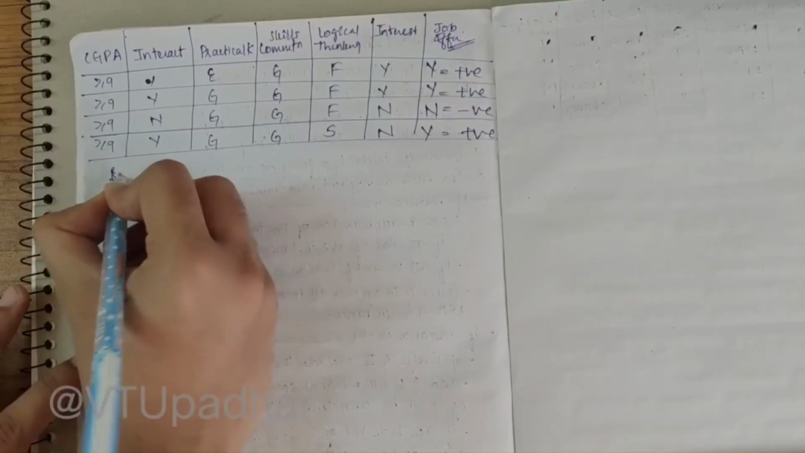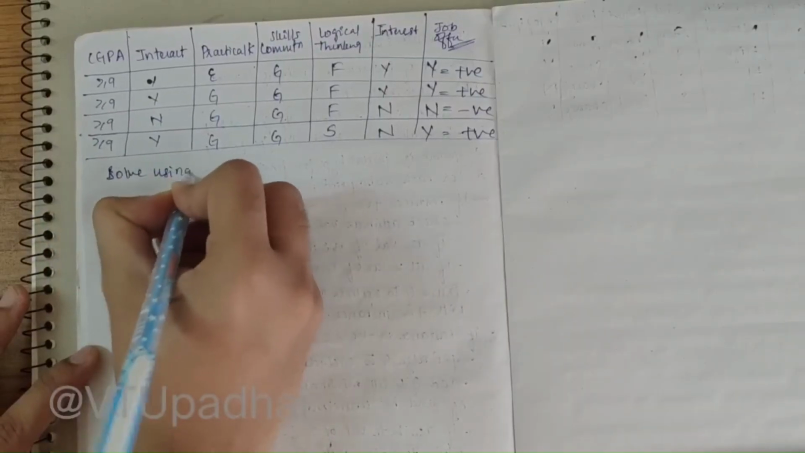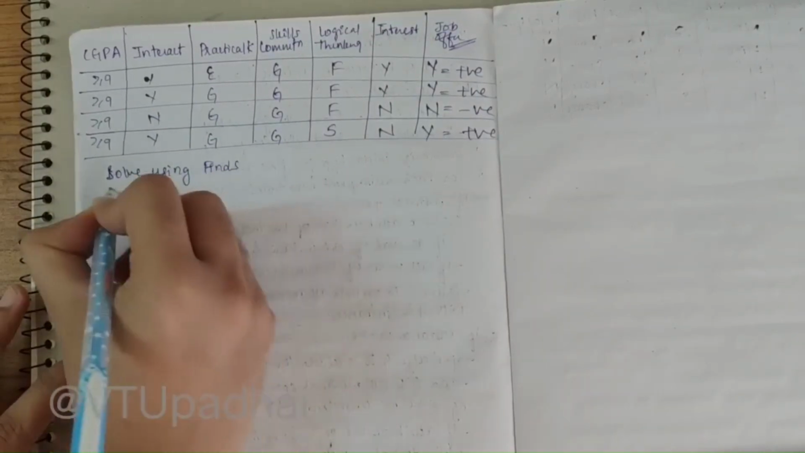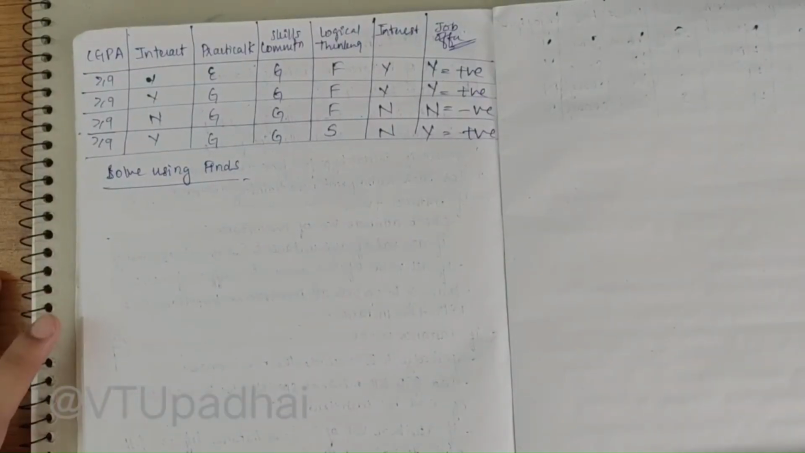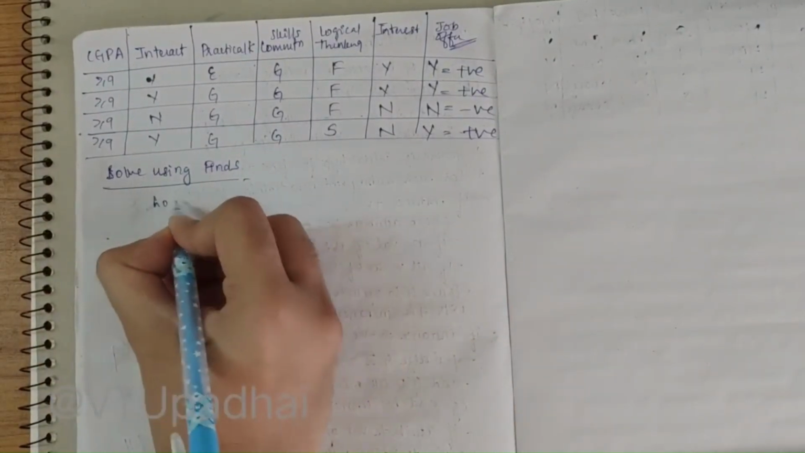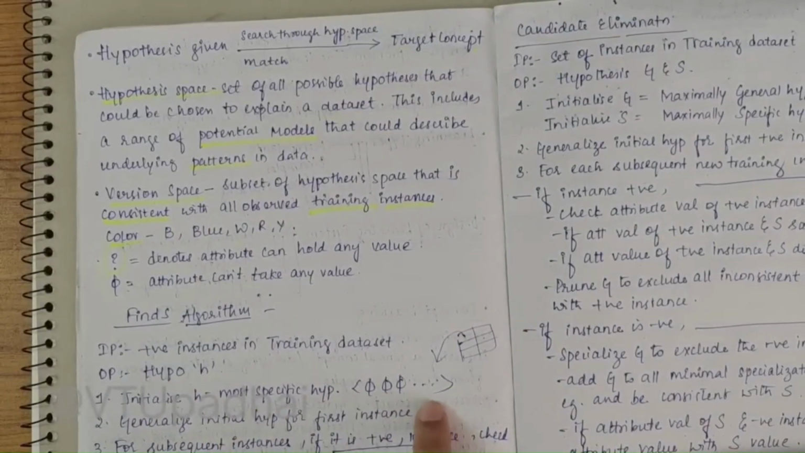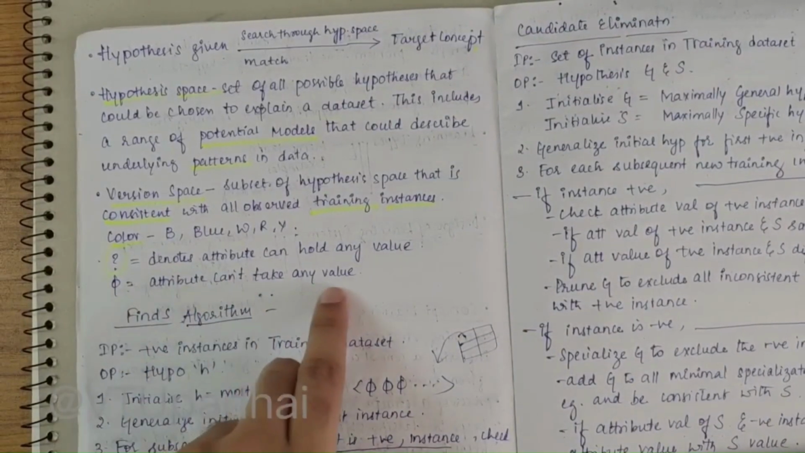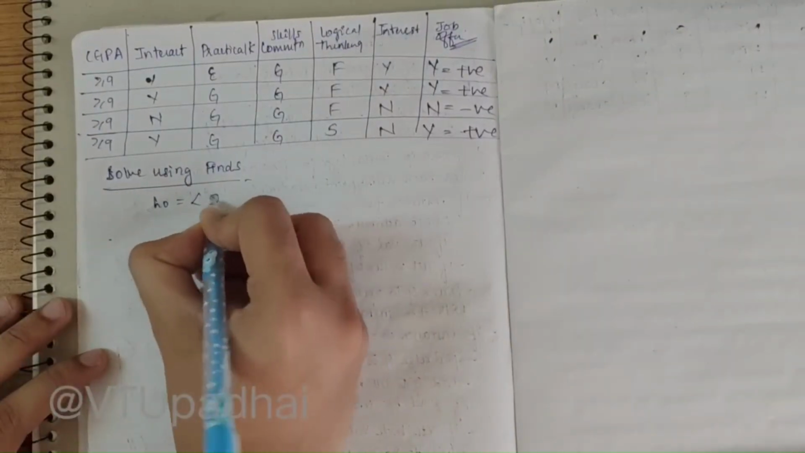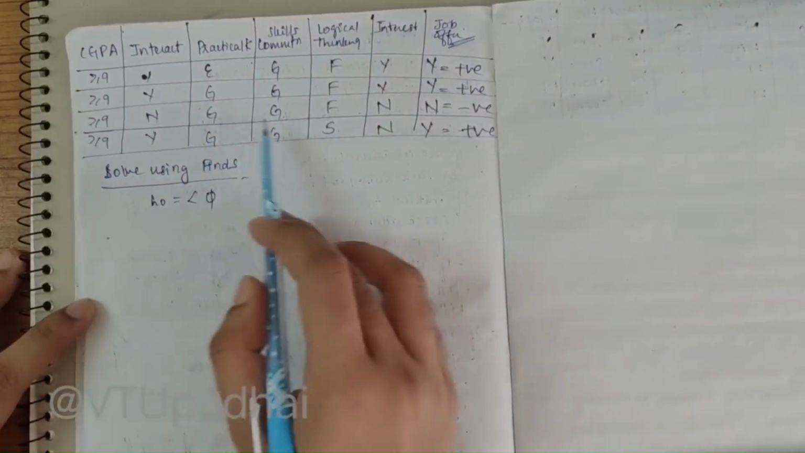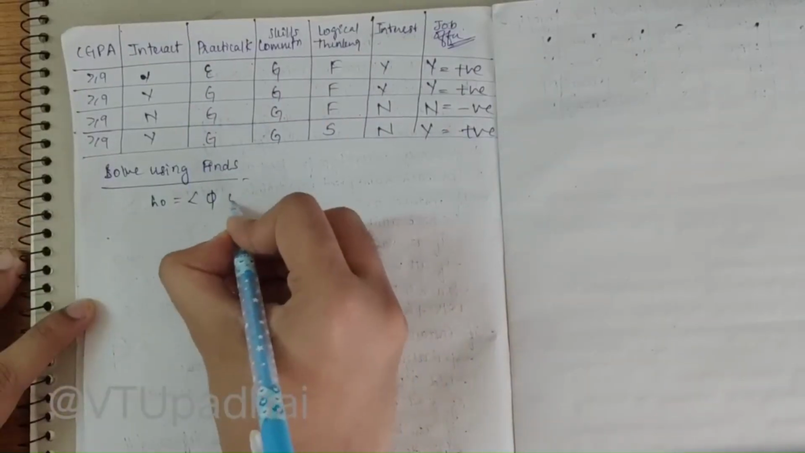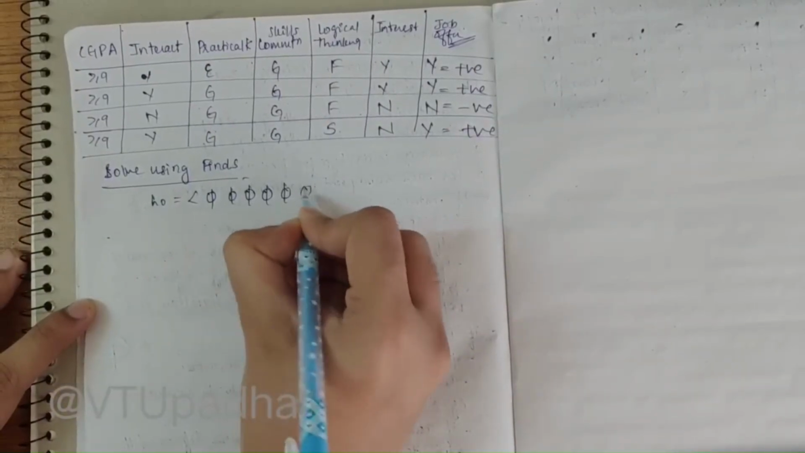Firstly, solve using the Find-S algorithm. For solving with Find-S, firstly we'll take H naught, that is the initial hypothesis, the most specific hypothesis, as phi. Fill it with phi, that is, it can take any value. Here, how many attributes do we have? 1, 2, 3, 4, 5, 6. Six attributes are there, right? So fill it with 6 phi's.